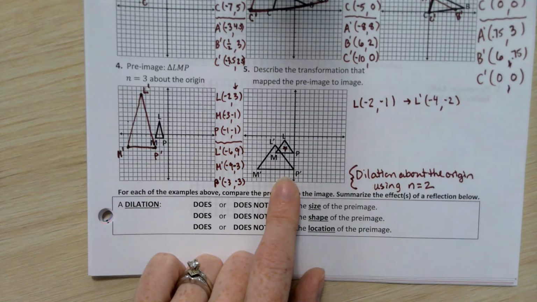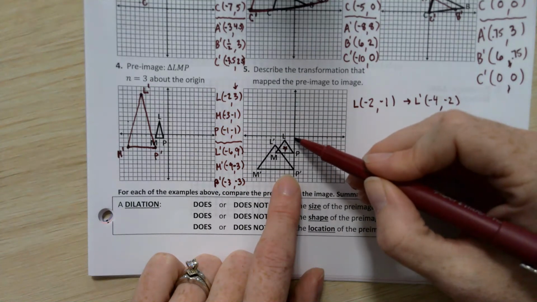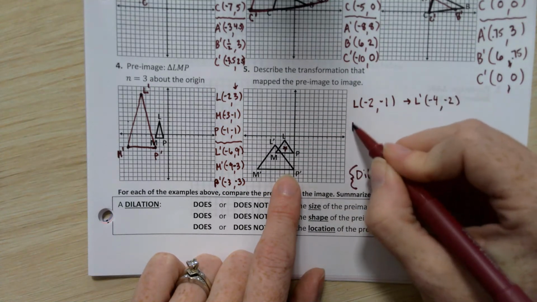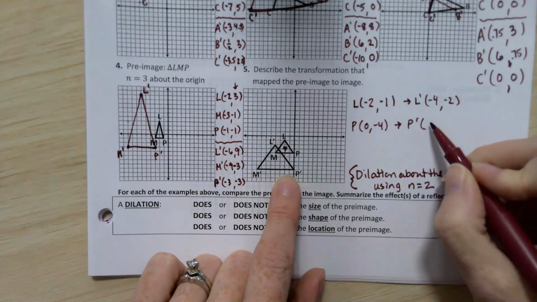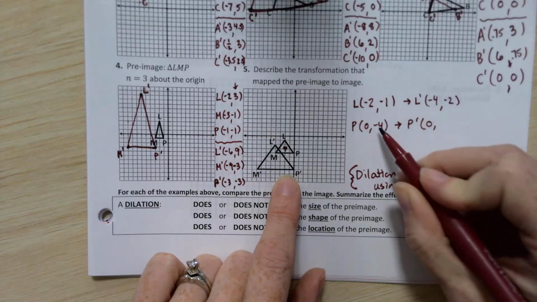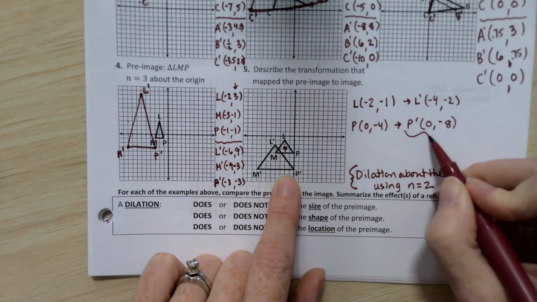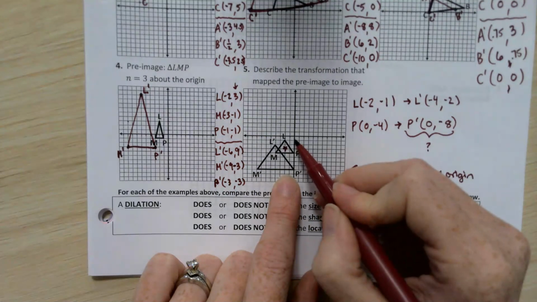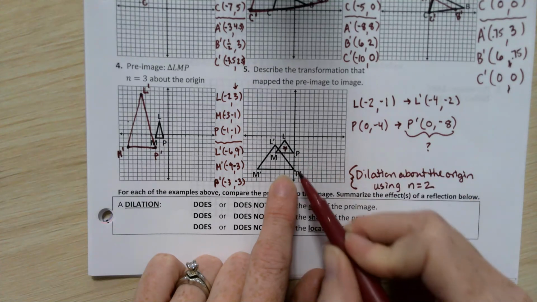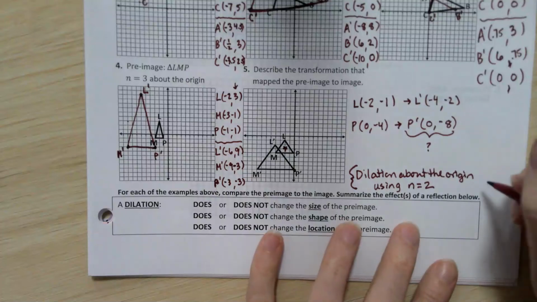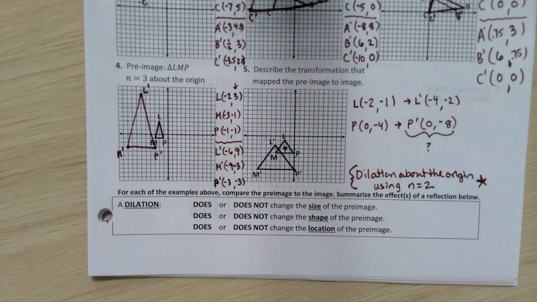But I'm going to do a quick double check with one more pre-image image pair just to make sure. If I look at P, that's 4 down, so that would be the point 0, -4. If I test out my dilation, 0 times 2 would still be 0, -4 times 2 would be -8. So let's see if that's where P prime lands. 0, -8 would be down 8. 5, 6, 7, 8, and sure enough, that's exactly where they have P prime graphed. So that makes me feel pretty good about that particular description for the transformation that's changed the pre-image into the image.